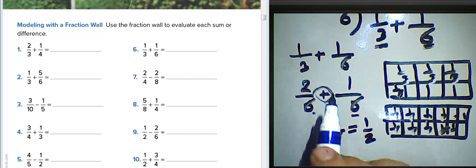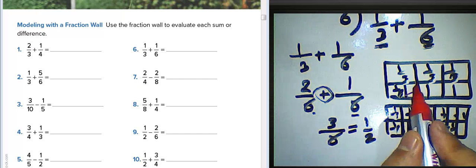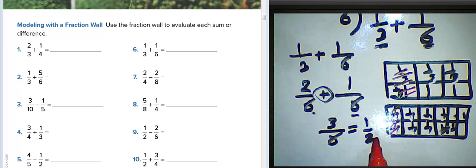But first we must color 1 over 3. We must color this part, a third of this rectangle area, right? Color this part and colored 1/3, and we must add them. The result will be 3 over 6. It will be 1 over 2. The result will be half. Okay, what about the next question here?